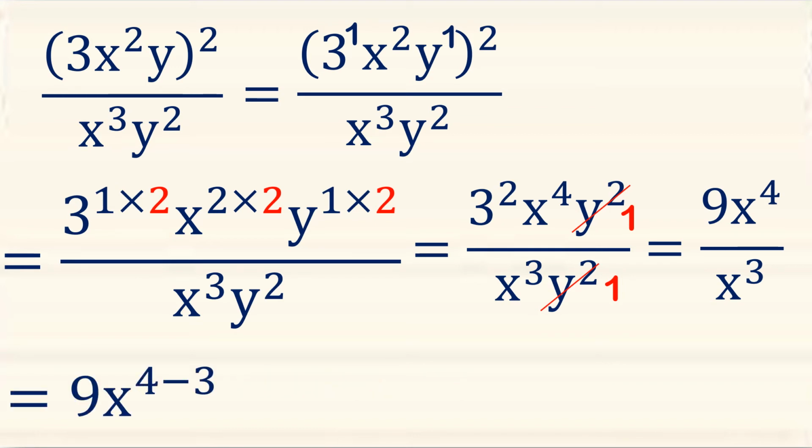So we get 9x to the fourth, or 9x to the 4 minus 1. So 4 minus 1 is equal to 1. And in mathematics, if you have x to the first, need not to write 1 anymore. So we have the final answer, which is 9x.